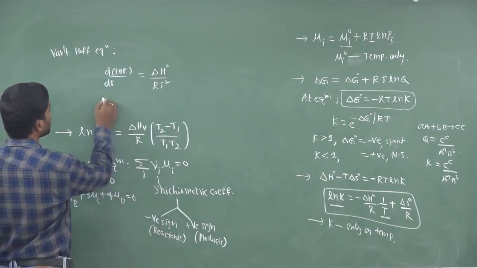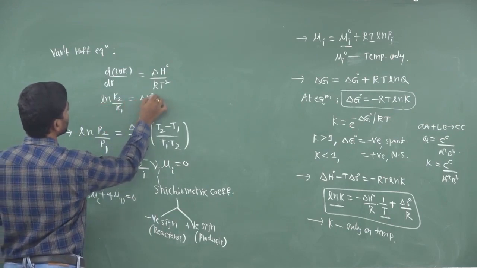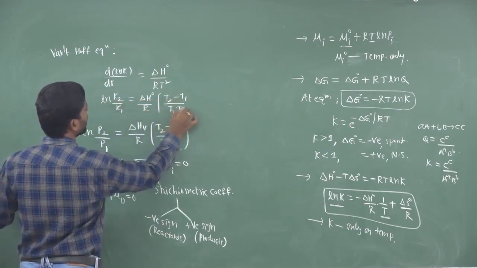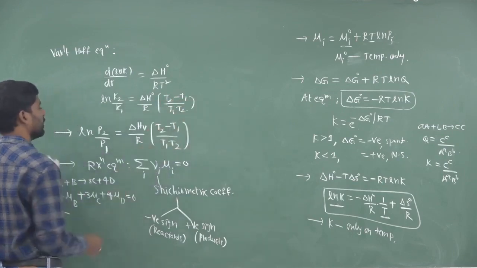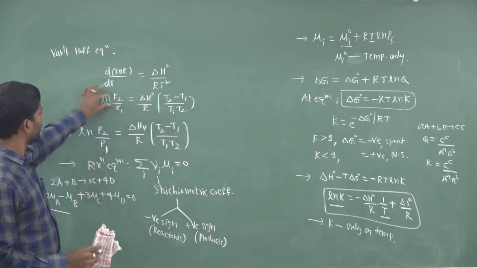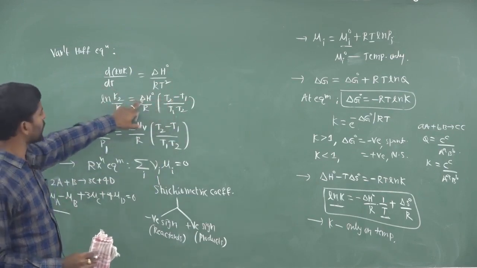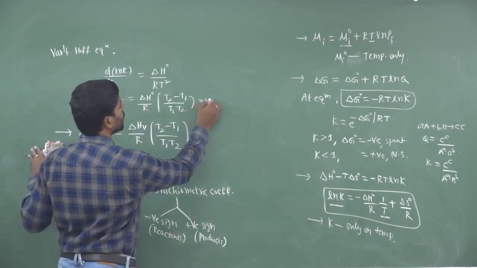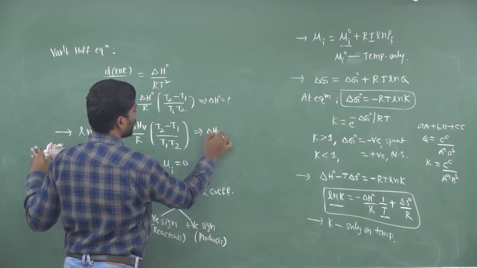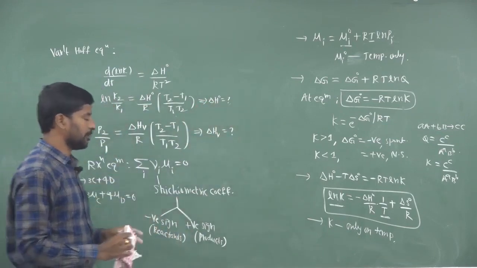If you do the integration, we get ln K2 by K1 is equal to delta H naught by R into (T2 minus T1) by T1 T2. We have a similar expression for P versus T; here it is K versus T. If the K1, K2 values and T1, T2 values are known to us, we can calculate delta H naught, the standard enthalpy change, and the molar heat of vaporization. Both questions were given previously.